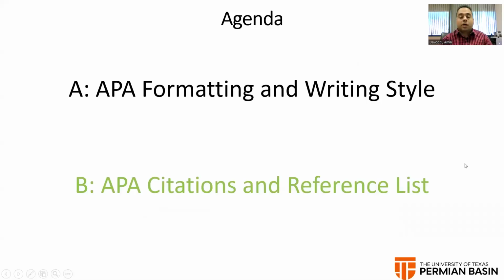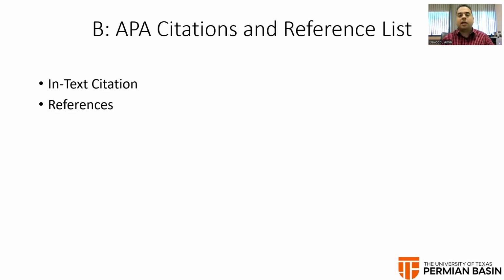Okay, now that we are kind of done with APA formatting and writing style, it is time to talk about APA citations and reference lists, which is very important. Most of the time students struggle with in-text citation and the different types of citations that we have in APA. Basically, I can divide APA citations and reference lists into 2 categories: in-text citation and references. Obviously, each one has several subsections and a lot of detail. So this is going to be an important part of this presentation.